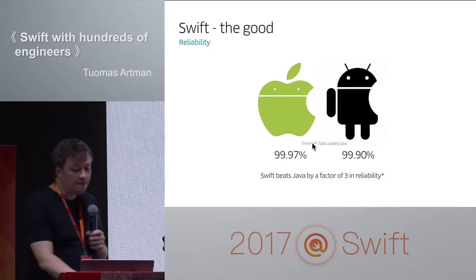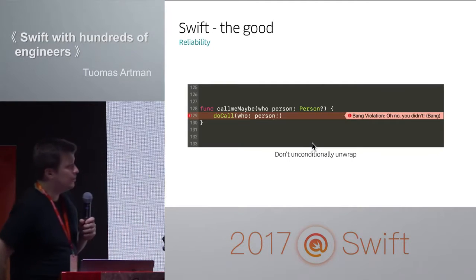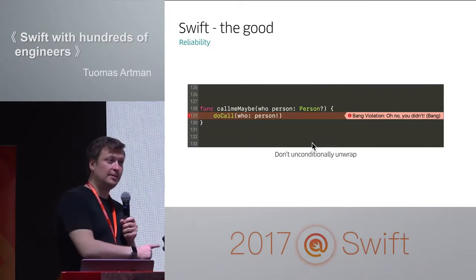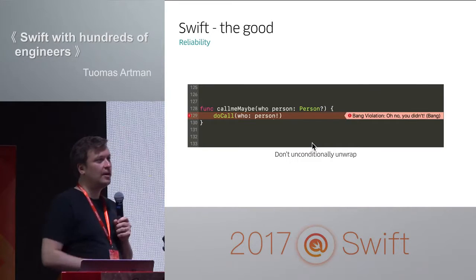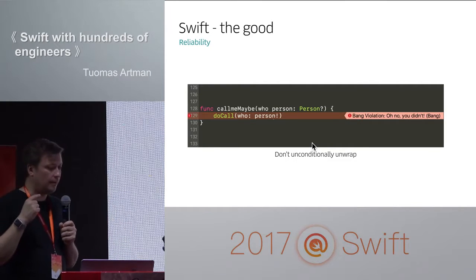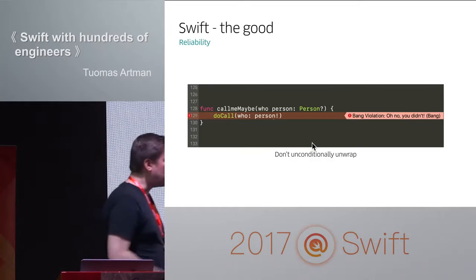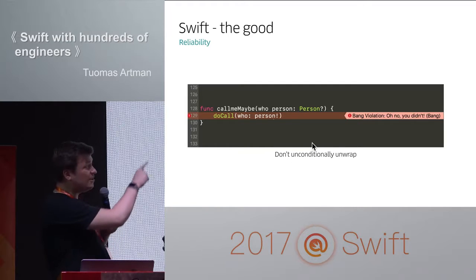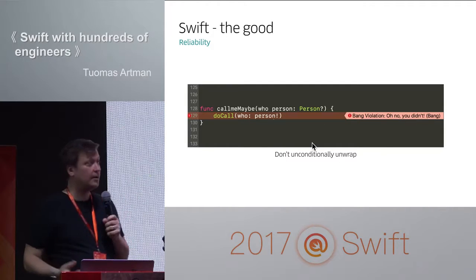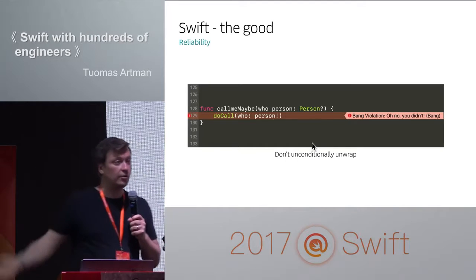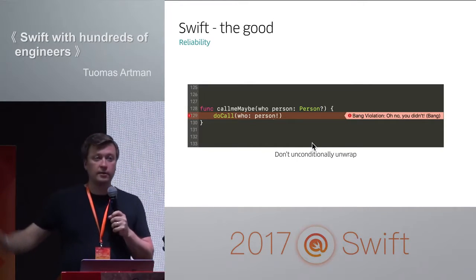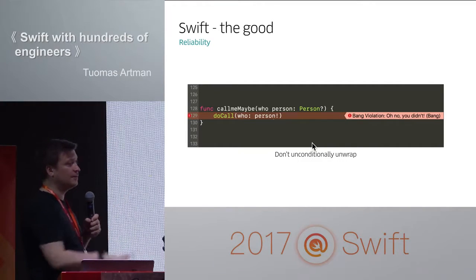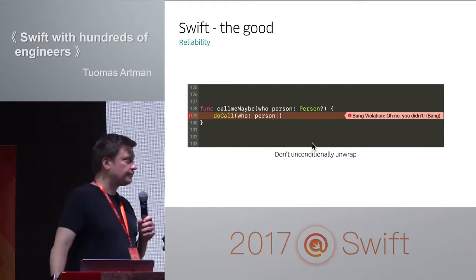is super reliable if you do one thing, which is don't unconditionally unwrap anything. If you do this, you're screwed. You will crash, you will have programming mistakes, and your crash free rate will go down. So what we did from the get-go is we added linting to our project, and we said whenever somebody types an unconditional unwrap, you get an error, and you can't check your code in. CI will reject your diff. And to this day, we don't have a single unconditional unwrap in our code base.